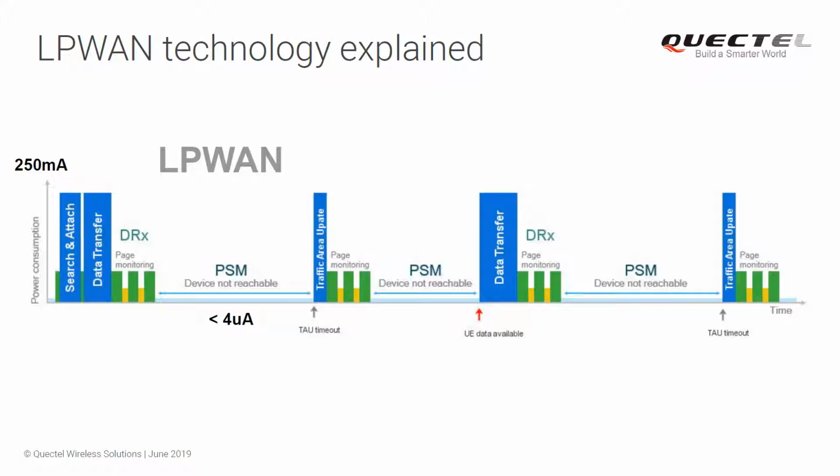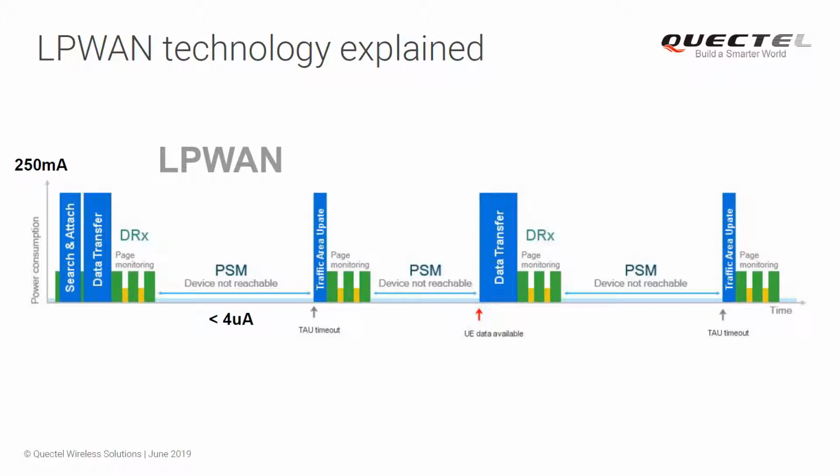If you compare it to low power wide area technologies, first difference is that current peaks are much lower, so 8 to 10 times lower than 2G. Usually it's 250 milliamps. This is maximum. Typically it's 200 milliamps.